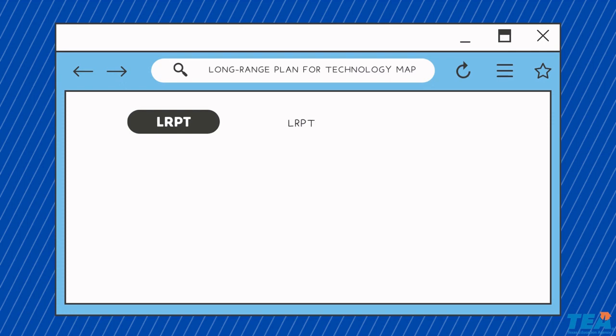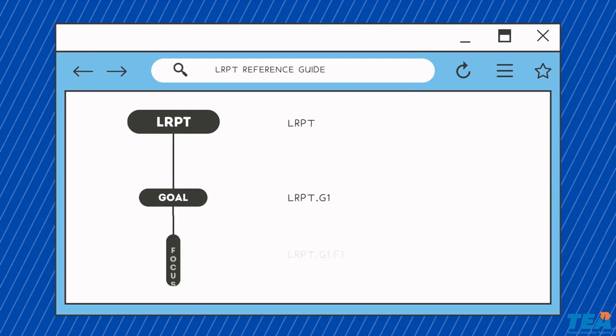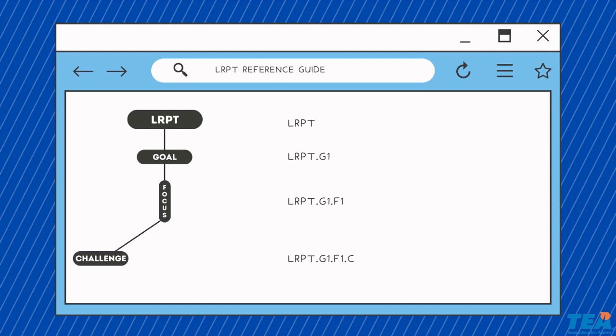LRPT will be the first part of the reference description. Next, you will see the strategic goal listed as G, followed by the goal number 1 through 6. Then, the focus area will be highlighted as F, followed by the focus number within the strategic goal, 1 through 3. Lastly, the current section of the focus area will be listed.